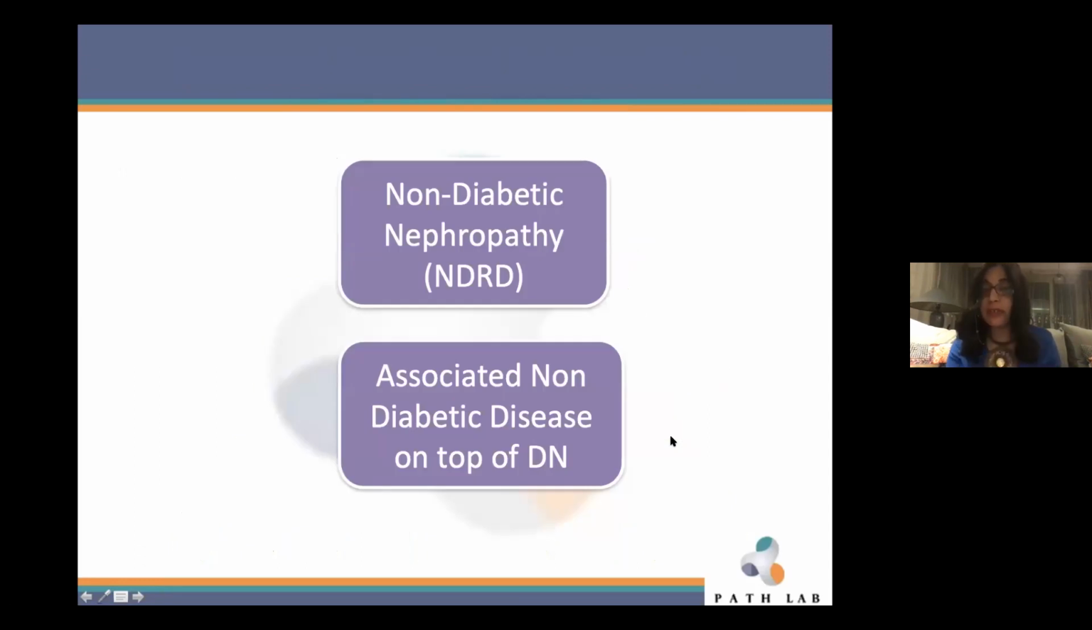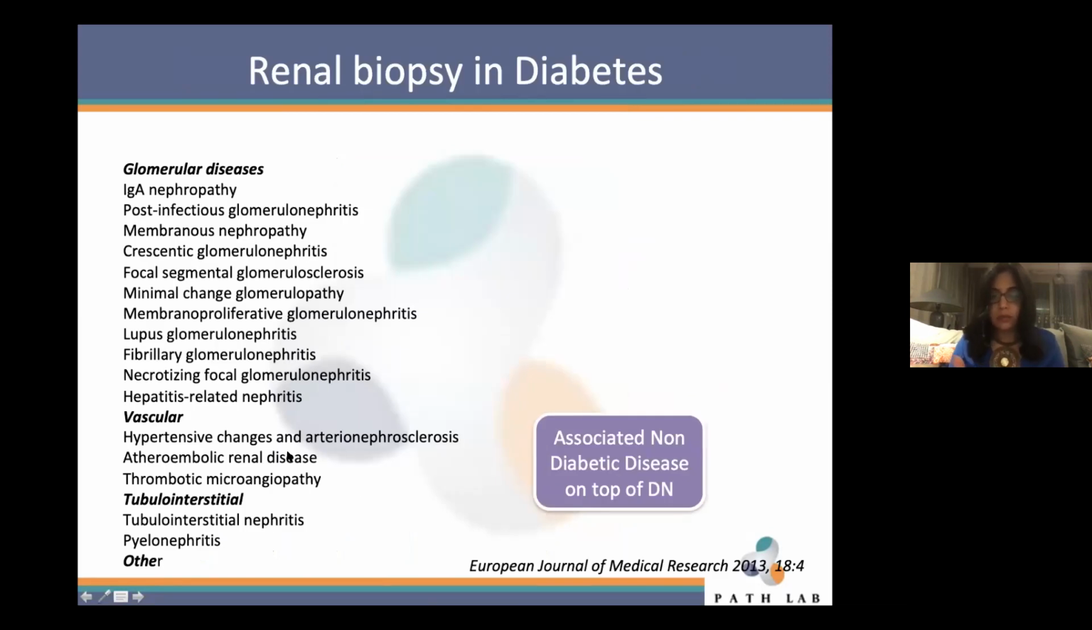So this is in relation to diabetic kidney disease. What about non-diabetic nephropathy or associated non-diabetic disease on top of diabetic nephropathy? This is the list of associated non-diabetic disease on top of diabetic nephropathy. Simply anything and everything. A diabetic patient can develop any form of glomerular, vascular, or tubulointerstitial disease. You name it, and it can happen.